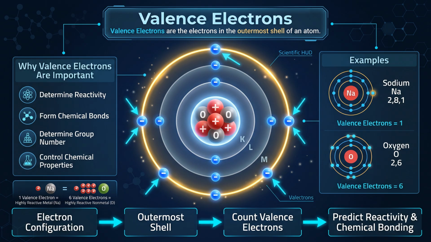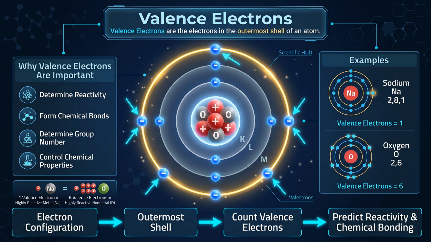Helium has 2 valence electrons because its first shell can hold only 2 electrons, while the other noble gases have 8 valence electrons. Because their outermost shells are already complete, they have little tendency to gain or lose electrons. As a result, they are chemically stable and rarely react with other elements.